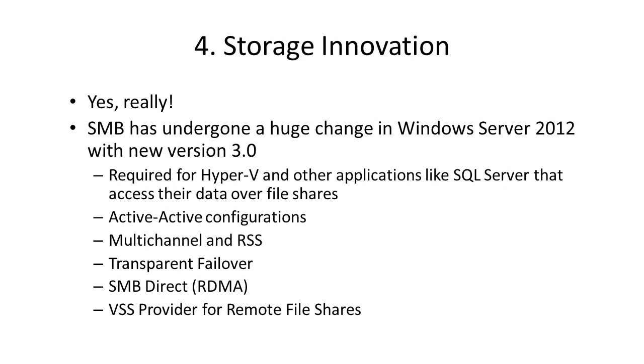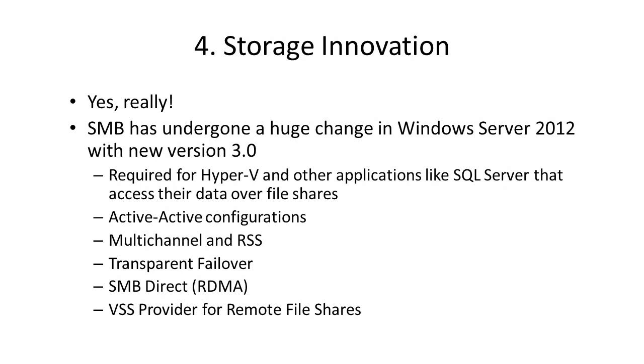There's multi-channel and receive-side scaling capabilities. So if a server has multiple paths to the file share, it can use them all now instead of just one. So it's going to get increased bandwidth. Advanced hardware like remote direct memory access works with SMB, so it can bypass having to use the CPU and just directly talk between the networking cards.